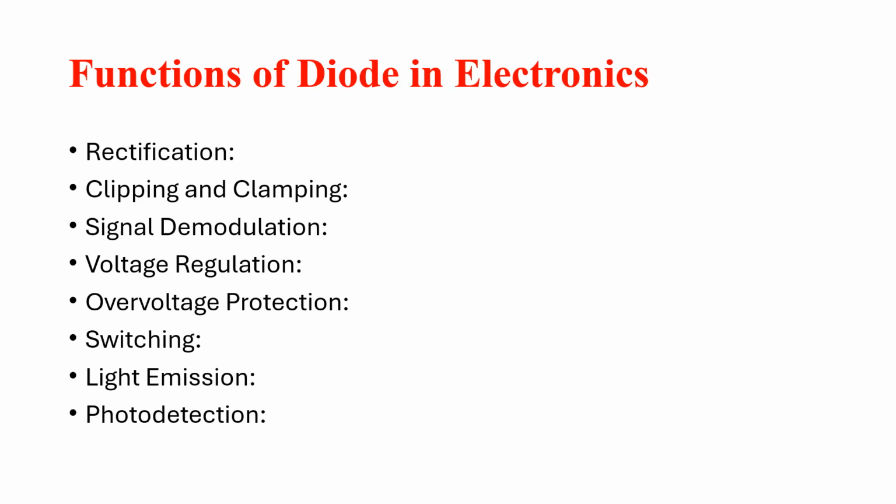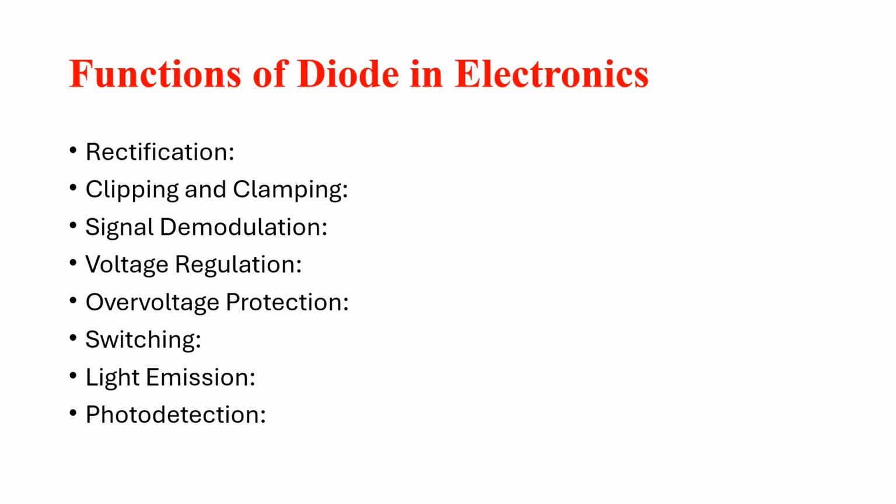Electronic devices have two semiconductor devices. One is the diode and the other is the transistor. The diode's main application is rectification. Diodes are primarily used to convert alternating current to direct current. This process is known as rectification and it is essential in power supply circuits.